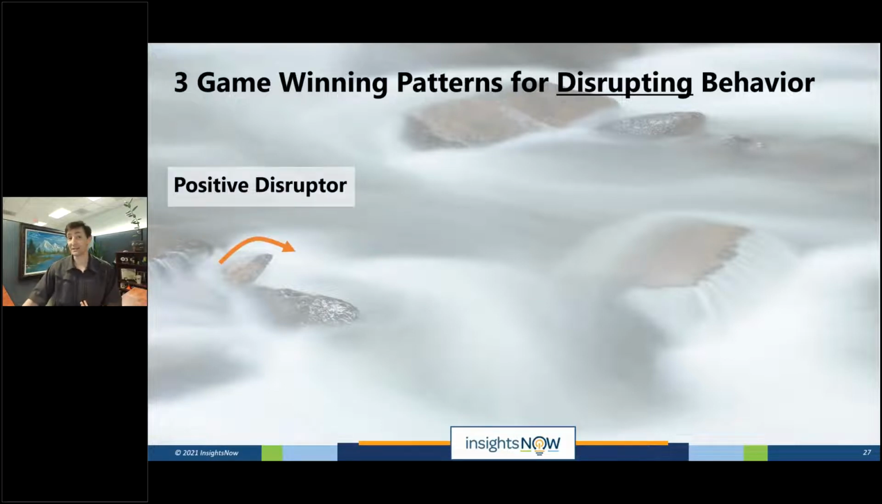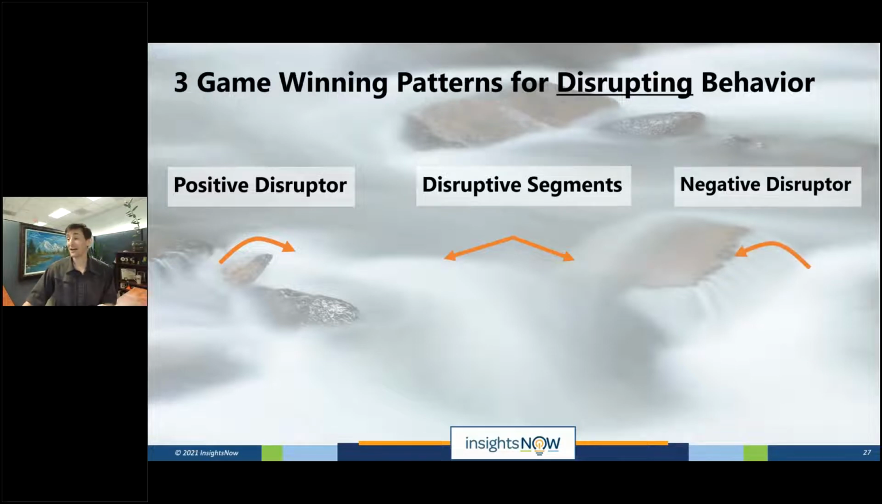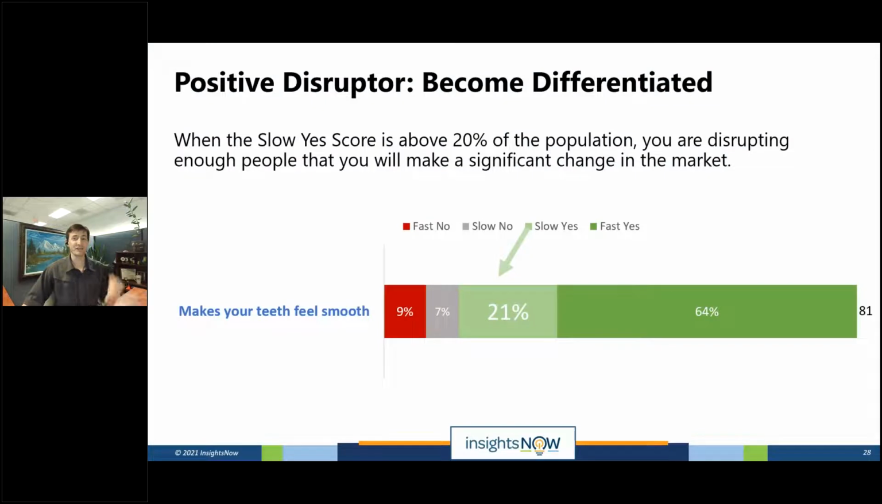So there's a positive disruptor. There will be disruptive segments, and there's going to be a negative disruptor. Let's take a look at each of these as well. Positive disruptors: this is where you've got at least 20% of the population you're researching who has a slow but positive response. So this one, "makes your teeth feel smooth." I mean, think about that.